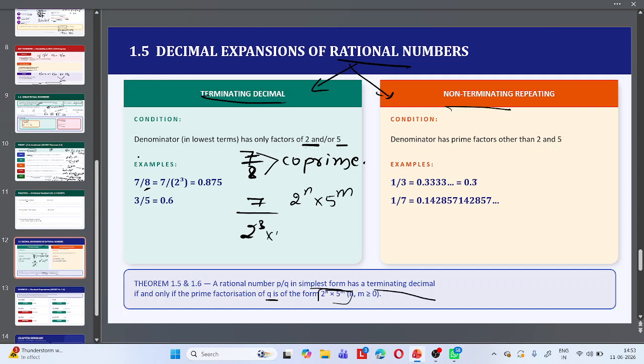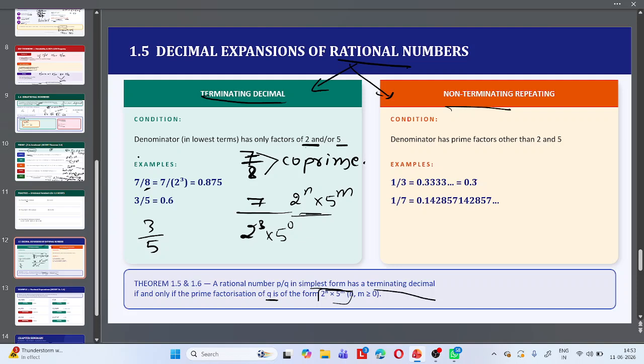Here it can be written as 2 to the power of 3 and 5 to the power of 0, because the value does not change, so the denominator has 2 and 5 as primes, so it is terminating. Here also 3 by 5 is in this form. If it has only 2 and 5 in the denominator, then only it is terminating. If not, then it is non-terminating repeating.